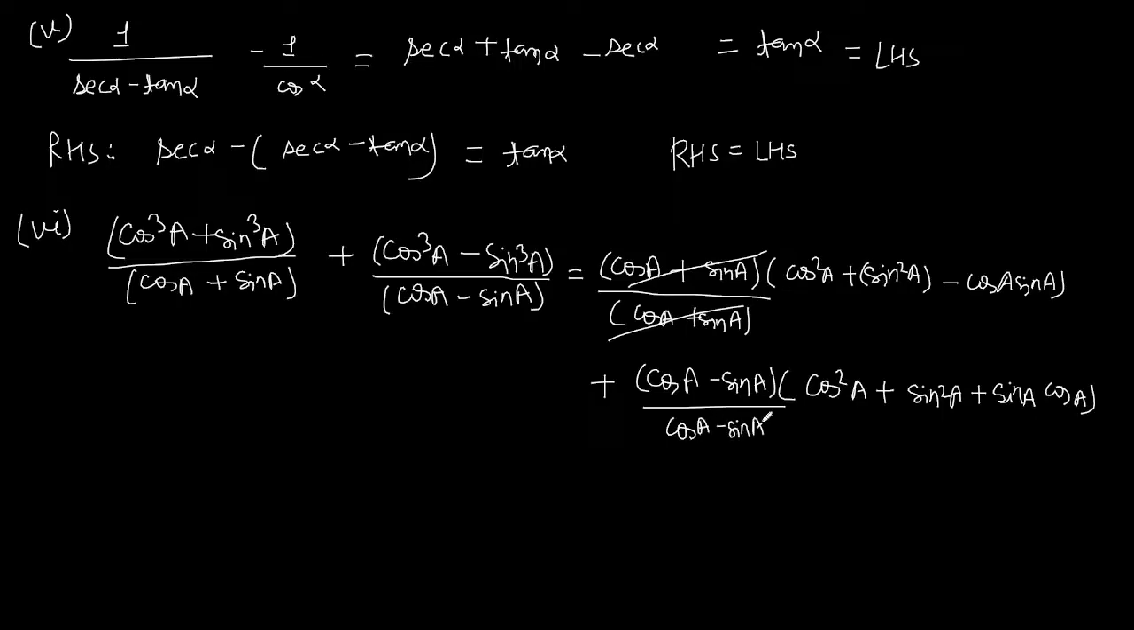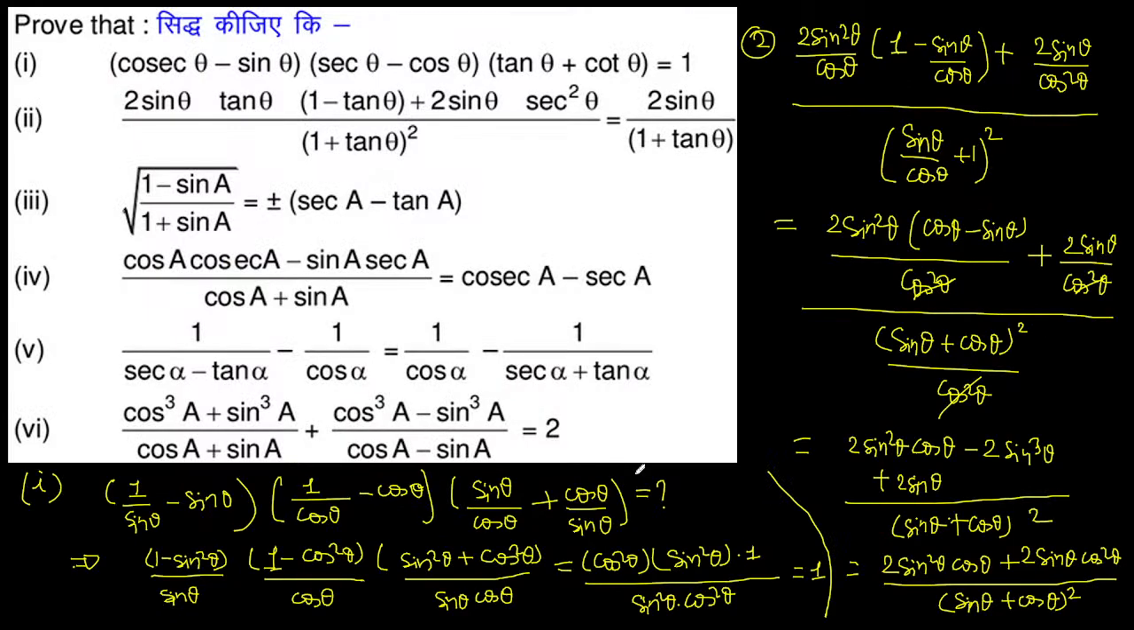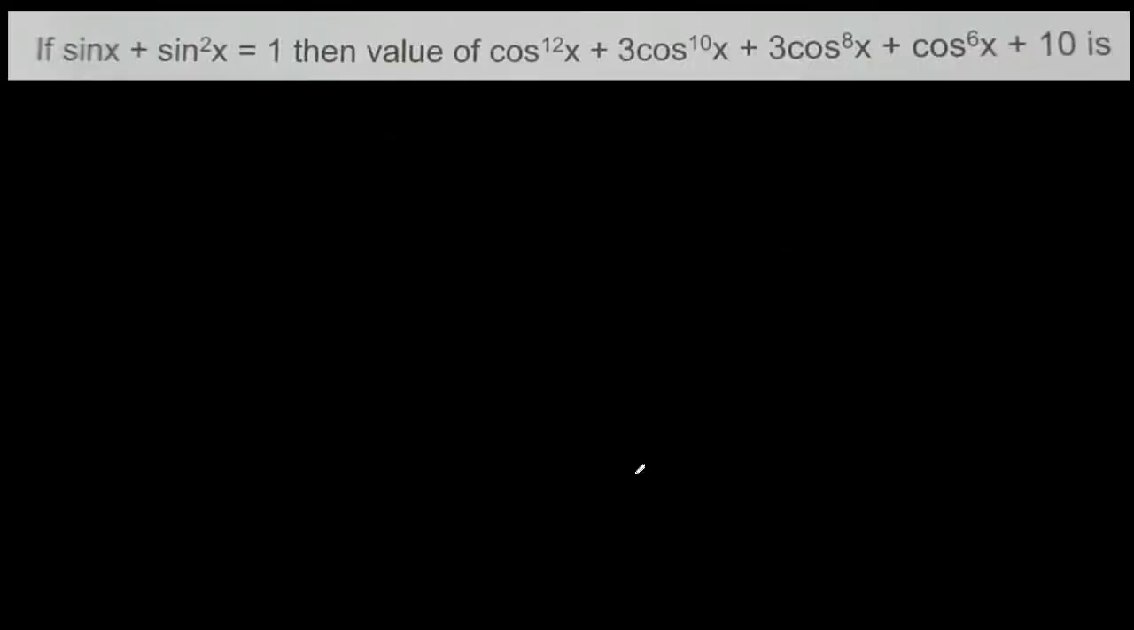This and this is getting cancelled. We are left with cos square A plus sin square A is 1. This is minus, this is plus, they will get cancelled, and this is 1, which is equal to 2. Yes. So we are done with this.